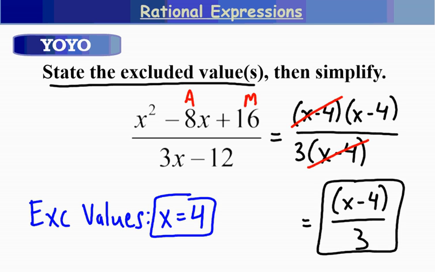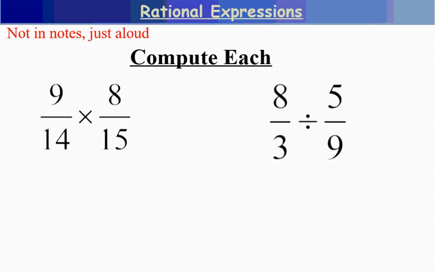So there you go. There's the first part, simplifying rational expressions, the high school version of fractions. The second part we're going to be doing is multiplying and dividing them, just like you multiply and divide fractions. So this first part is not in the notes. You would just do it out loud. So how do you multiply fractions? Well, you multiply fractions by multiplying straight across. Numerators times numerators and denominators times denominators.